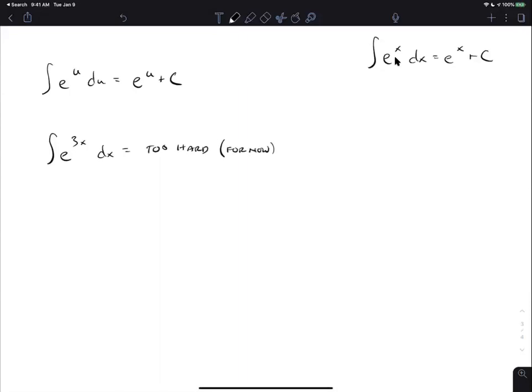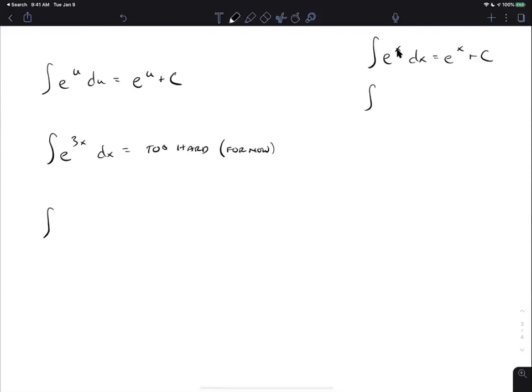Okay, so we cannot do it based on this. It's not that hard. We're gonna learn how to do it Monday. It's easy to handle, but it does not match this rule because of that 3. Does that make sense to everybody? Good?